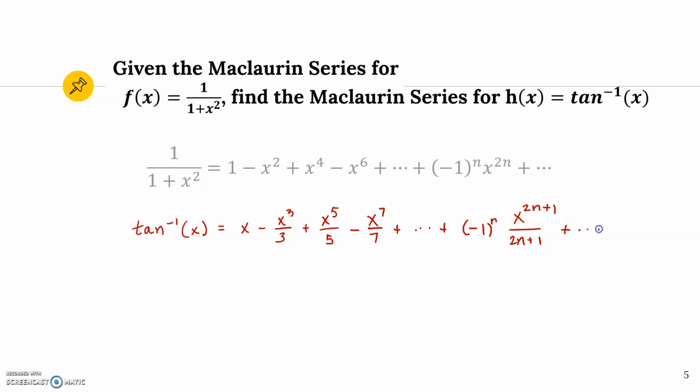And when you get to that general term, you're doing the antiderivative, treating n like it's a constant. So we would add 1 to the exponent and divide by that. And so there's our power series for tangent inverse. And that also converges from -1 to 1.